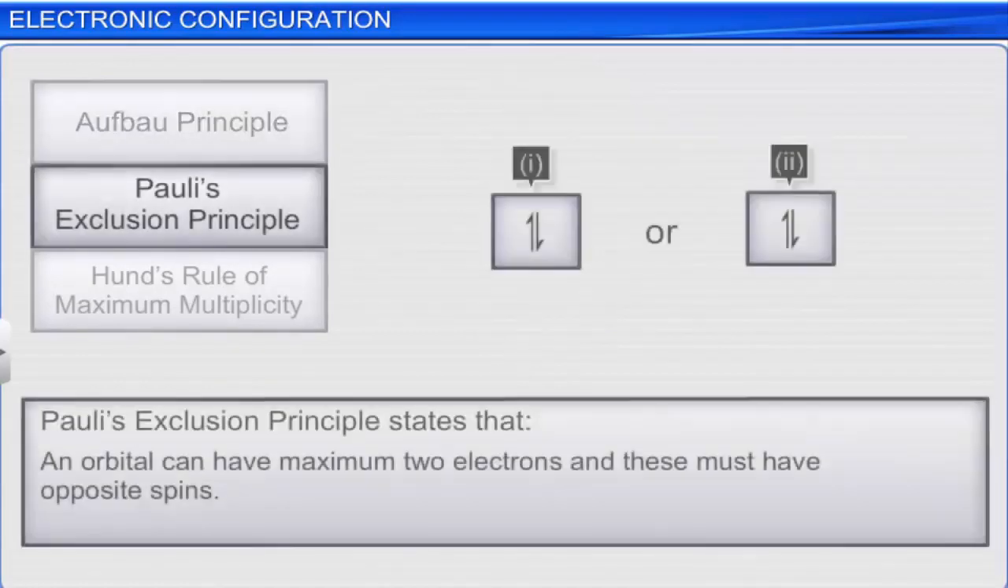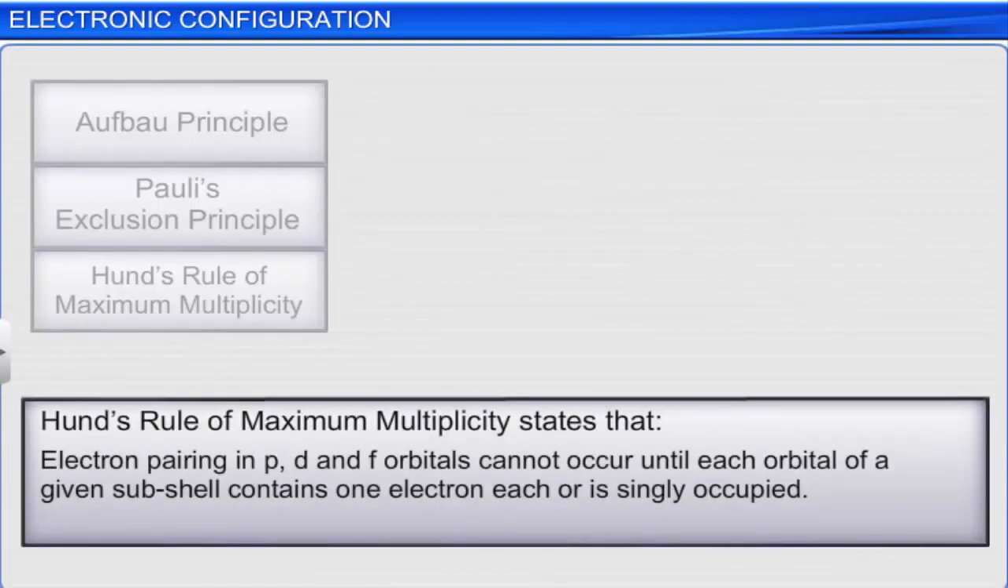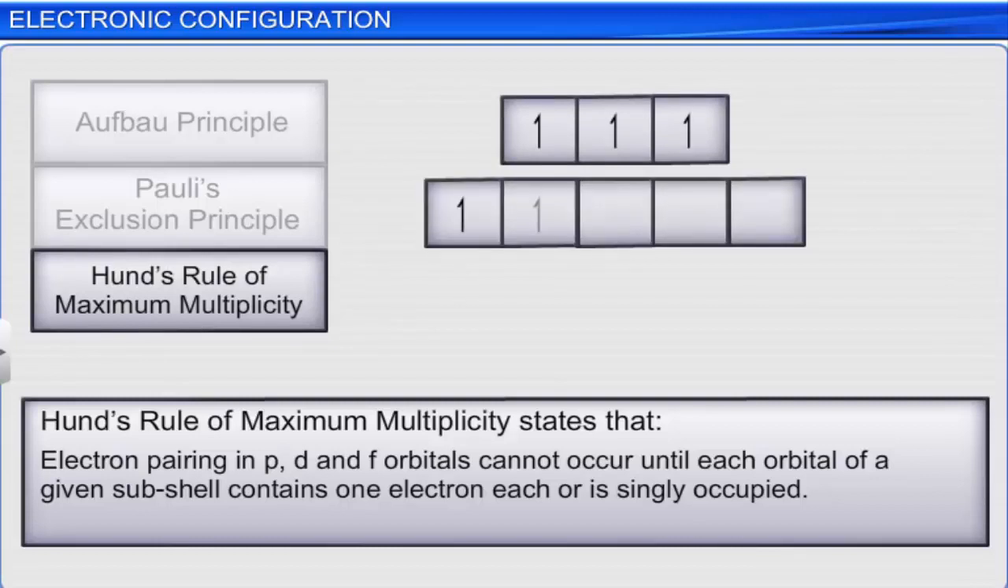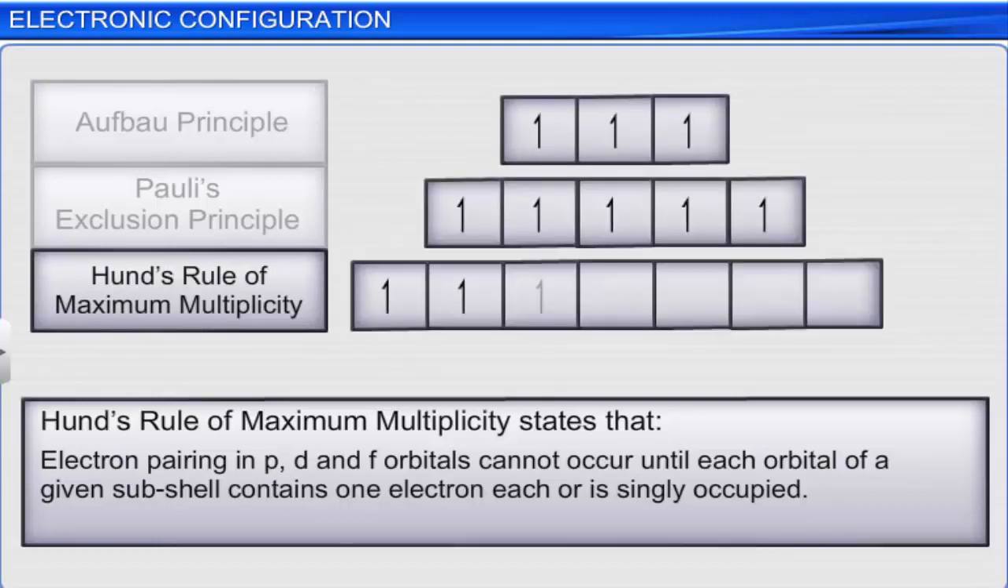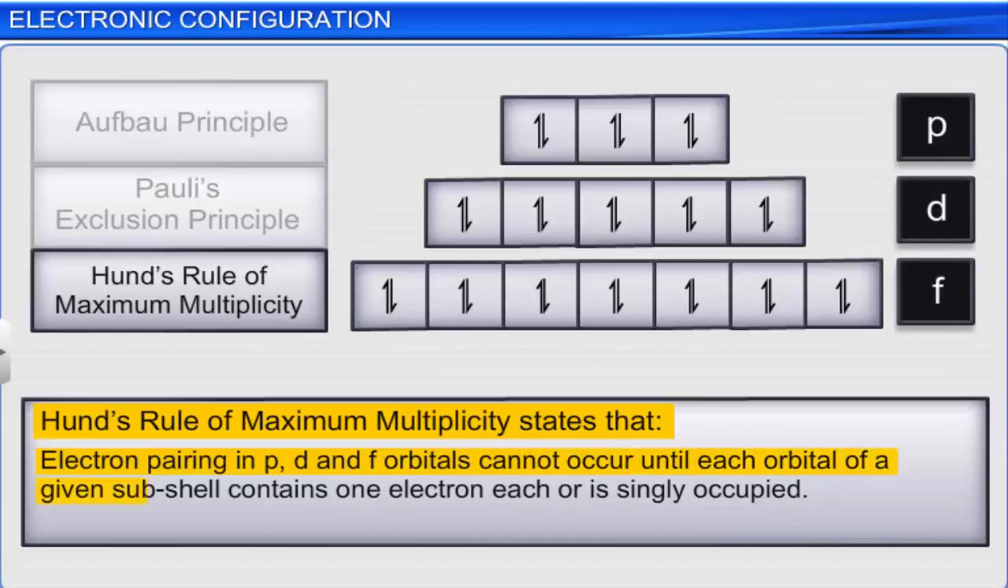Second is the Pauli's exclusion principle. It states that an orbital can have maximum 2 electrons and these must have opposite spins. And finally, the Hund's rule of maximum multiplicity that deals with filling of electrons into equal energy orbitals of the same subshell. It states that electron pairing in p, d, and f orbitals cannot occur until each orbital of a given subshell contains 1 electron each, or is singly occupied.